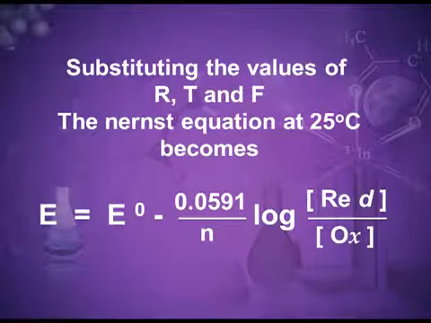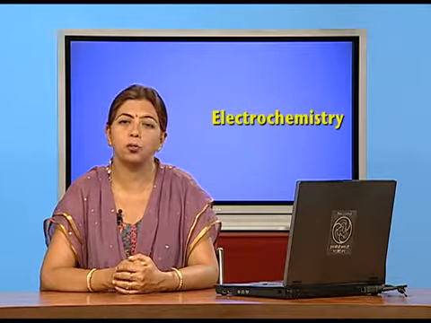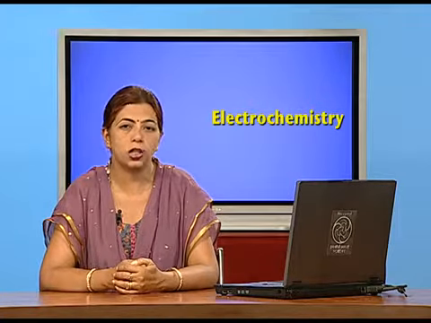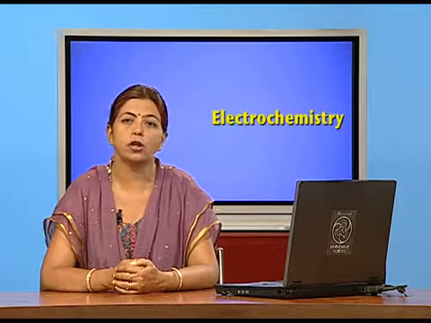When we substitute the values of R, T and F, then we get the Nernst equation as E is equal to E naught minus 0.0591 upon n log. The natural logarithm has been changed to base 10, that is log, concentration of the reduced state divided by the concentration of the oxidized state. This is the equation which you can use in the numericals, and the value of n will change according to the redox reaction, that is, the number of electrons lost or gained.